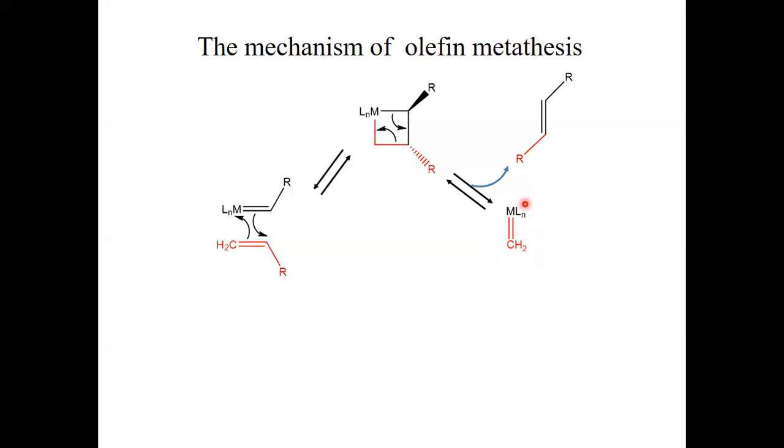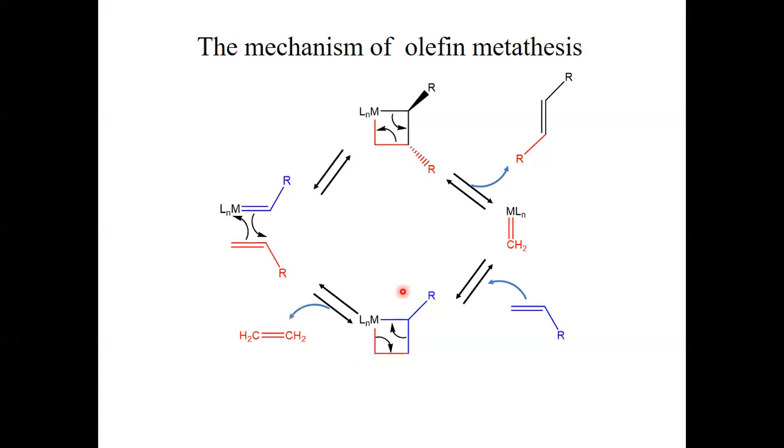Okay. So now this species here again has the capability to react with another starting molecule to form another 4-membered ring. So again, that 4-membered ring can open and now produce our second metathesis product, which is in this case acetylene. And then we have reformed our original catalyst, and the catalytic cycle can begin. Okay, so this is what I wanted to tell you.